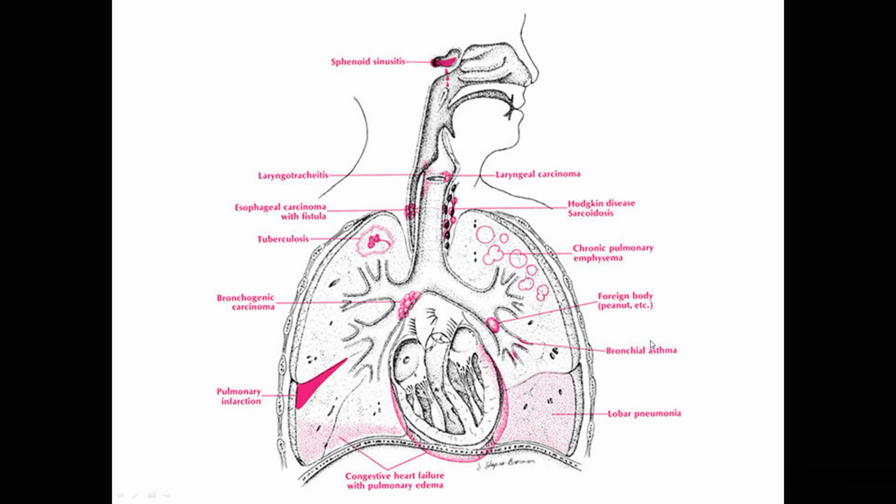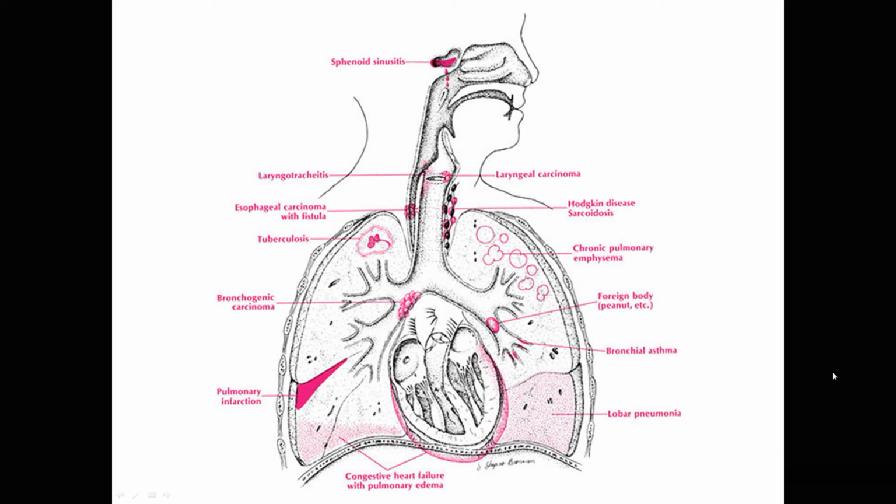This slide illustrates the main changes in the respiratory system related to coughing or wheezing. For example, chronic pulmonary emphysema, tuberculosis, carcinoma in the bronchi, pulmonary infarction, pneumonia, and also bronchial asthma. These are the main changes generating these signs.